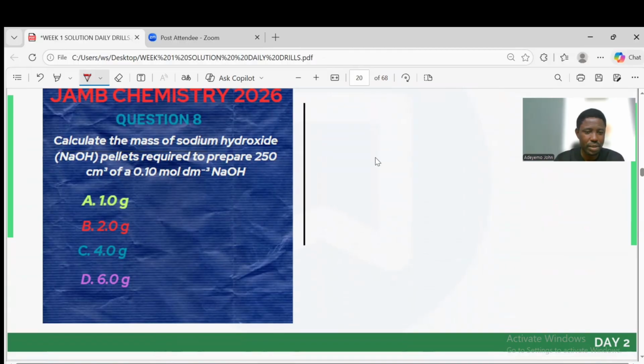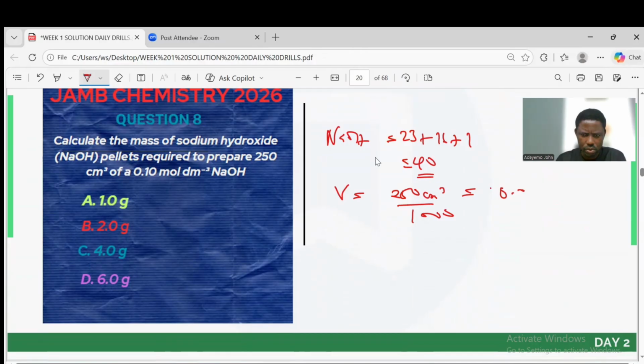Calculate the mass of sodium hydroxide pellet required to prepare that. All right, so let's see that. Sodium hydroxide, that is NaOH, molecular mass will be 23 plus 16 plus 1. That is 40 gram per mole. All right, so we have our volume to be 250 cm cube, which we can divide by 1000 to get 0.25 dm cube. All right, so the concentration as well is 0.10 mole per dm cube.